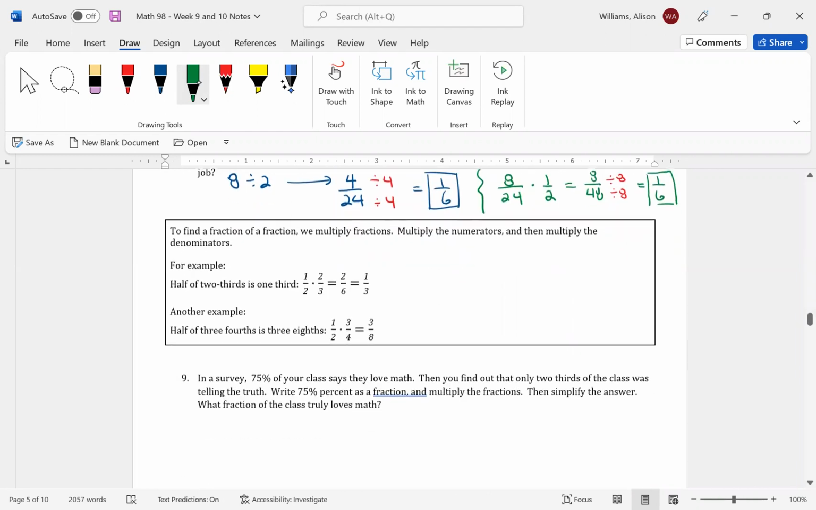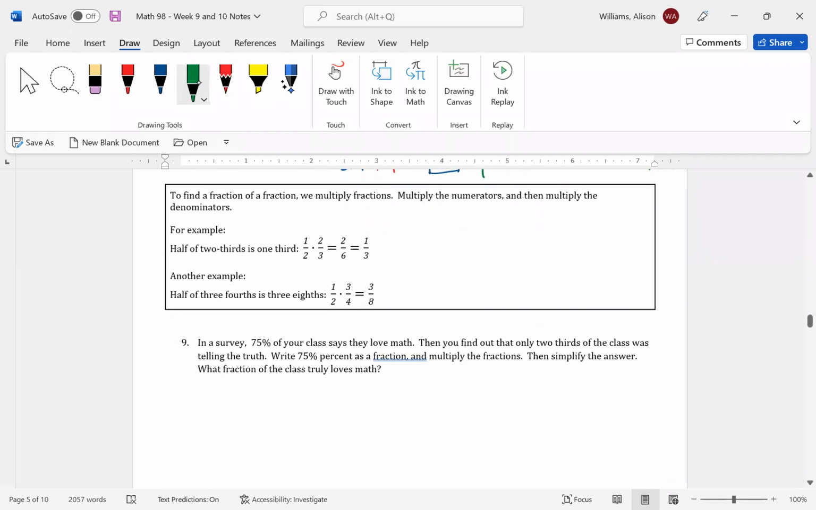In a survey, 75% of your class say they love math. Then you find out that only 2/3 of the class was telling the truth. Sorry, that's funny. Write 75% as a fraction and multiply the fractions, then simplify the answer. What fraction of the class truly loves math?